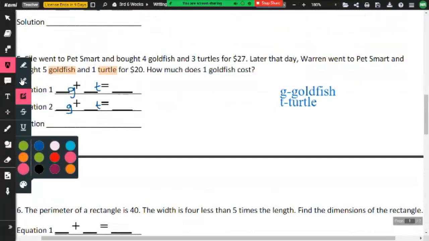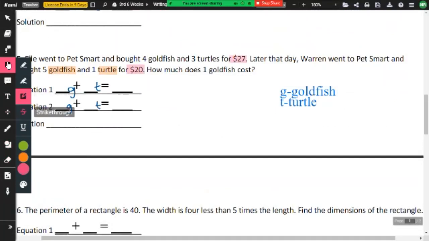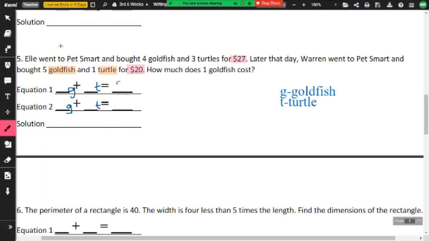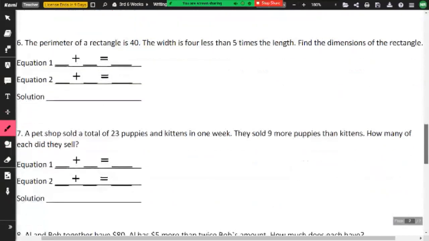My totals are in there, $20 and $27. So we're gonna do that. 27, 20. That means both, since both of them reflect the same type of total, they're both money, you're gonna find your numbers within. So 4G, 3T, 5G, 1T, 5 and 1. Okay, you guys punch it into matrix.